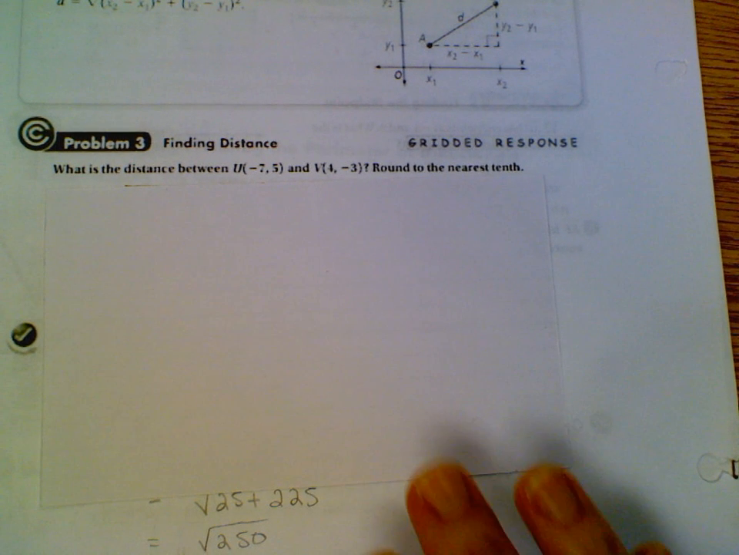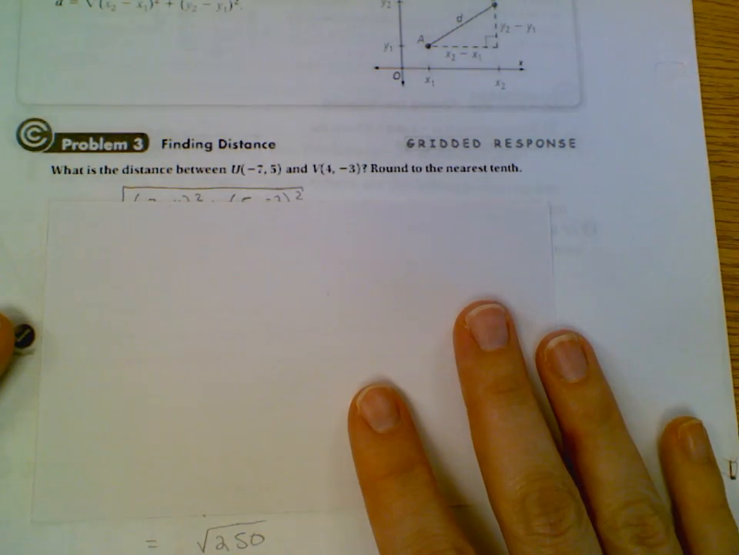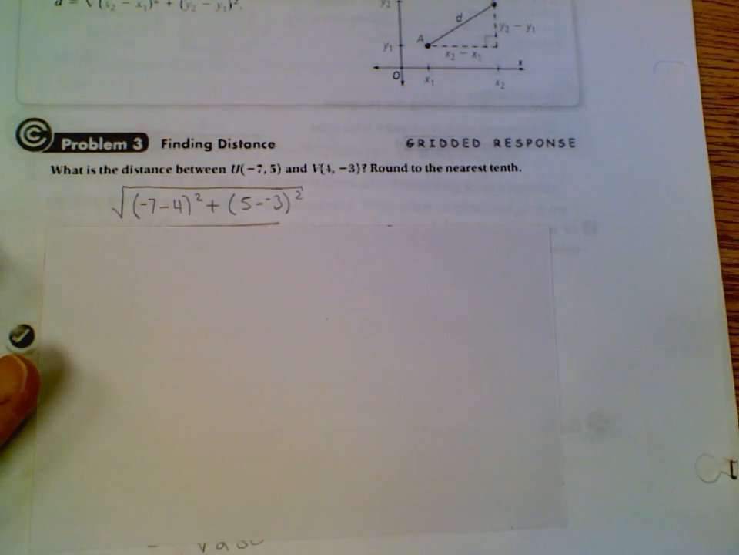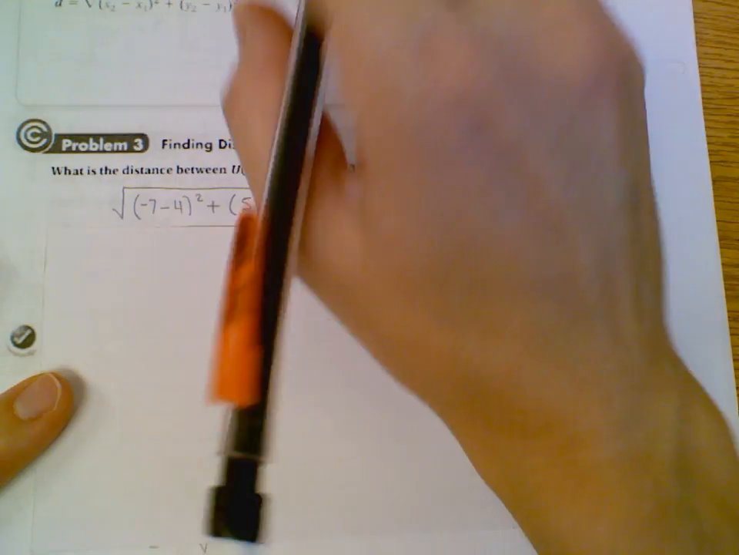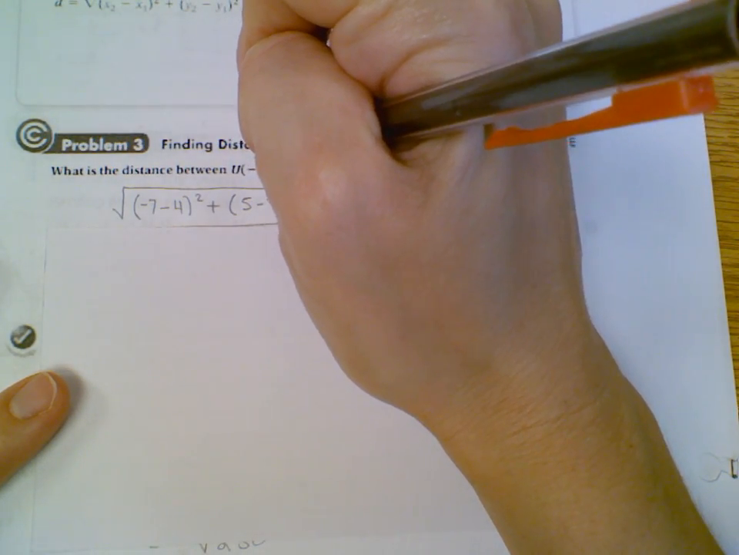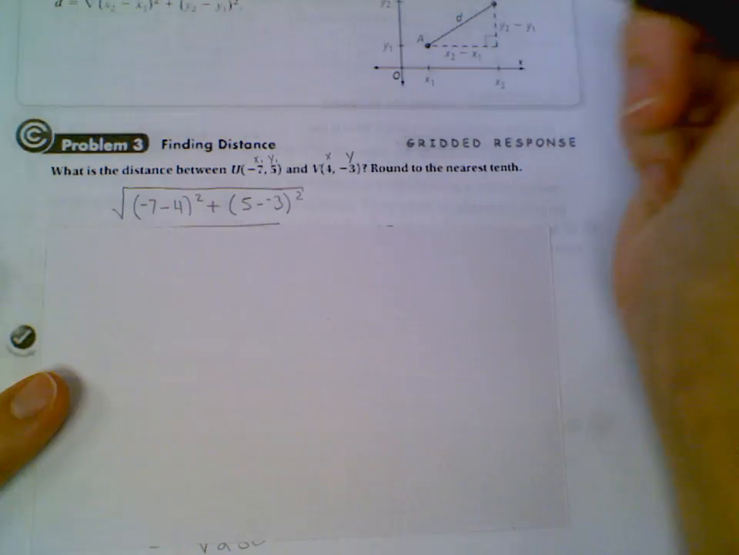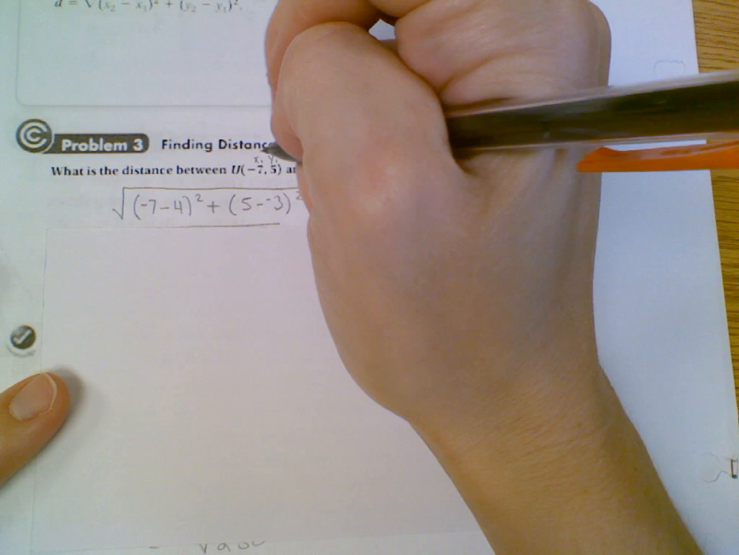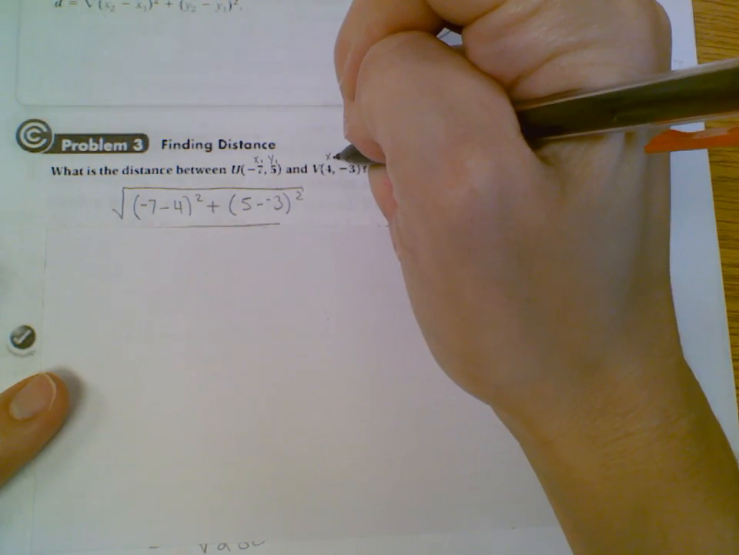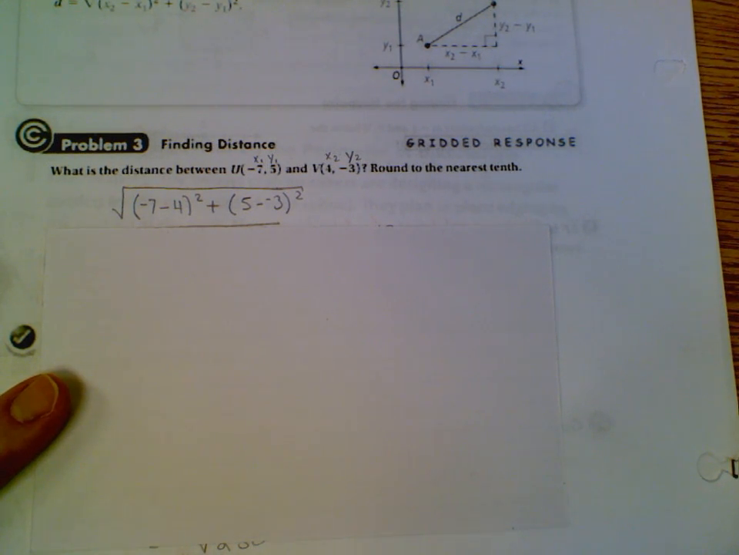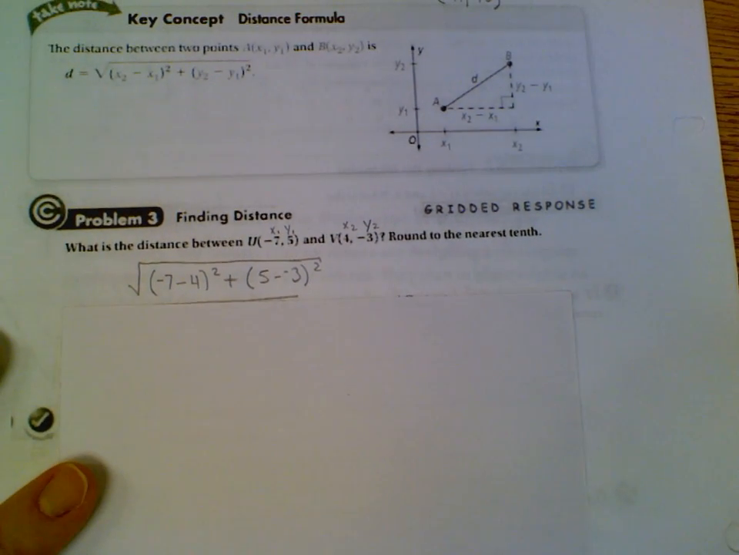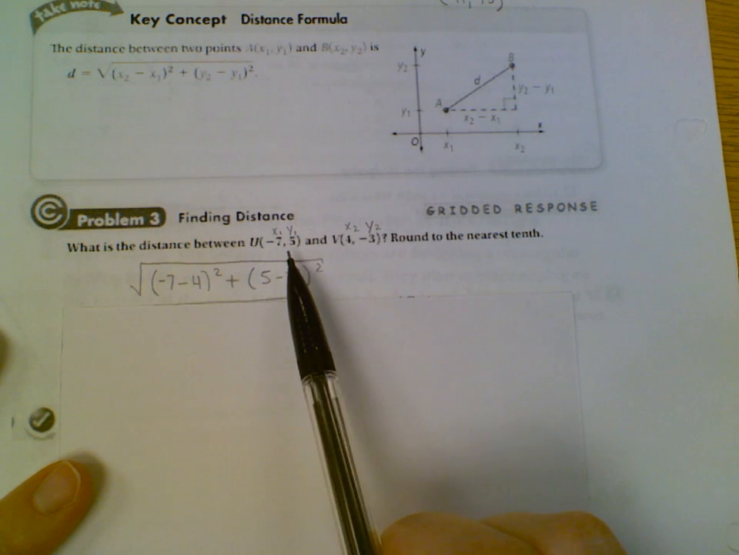So here are my 2 points. If I were going to plug stuff in, this is what it would look like. So remember, it always goes xy, xy, and since this is your first point, you can label it with 1s. This is your second point, so you can go ahead and label it with 2s. Now I'm going to plug stuff in to my formula right where they need to go.